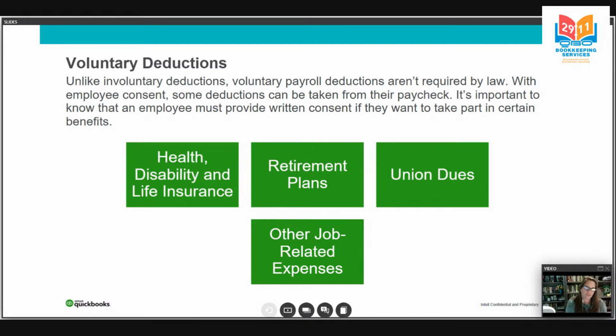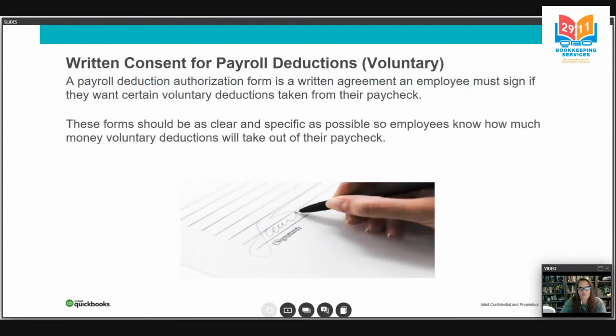Then there are voluntary deductions. These are not required by law, and you must have written employee consent to do them. This would be any health, disability, life insurance deductions, any retirement plans, union dues, or possibly any other job-related expenses. For instance, I have a client who will purchase a phone for the employees. The employees get to keep the phones, but the employer pays for it, and then they just take out a small weekly fee if the employee wants. Again, you must have a written agreement. The employee must sign if they want to have those voluntary deductions taken from their paycheck, right?